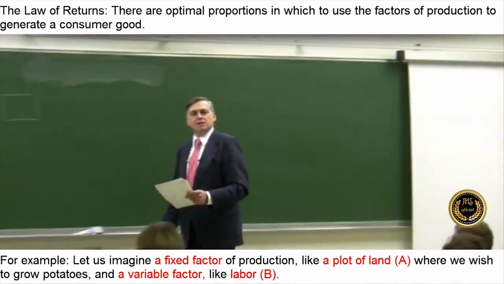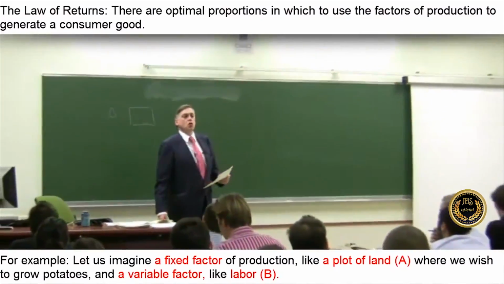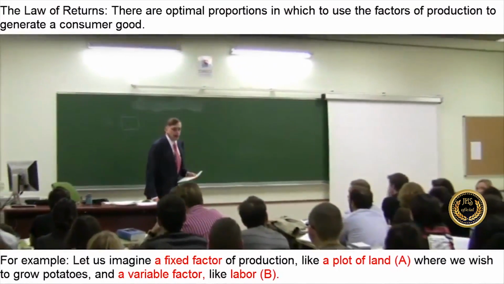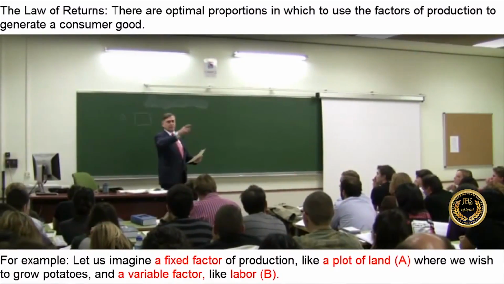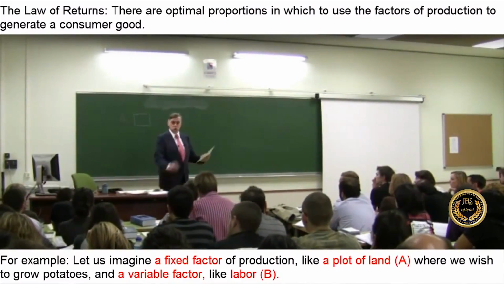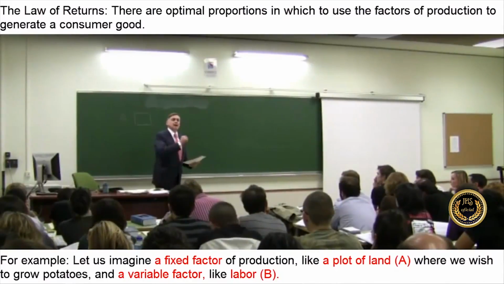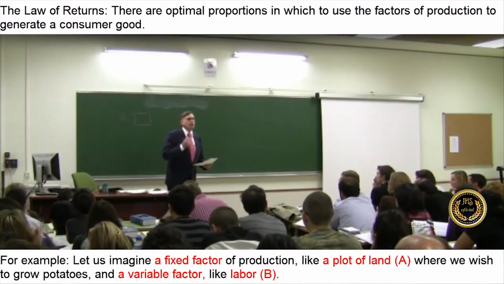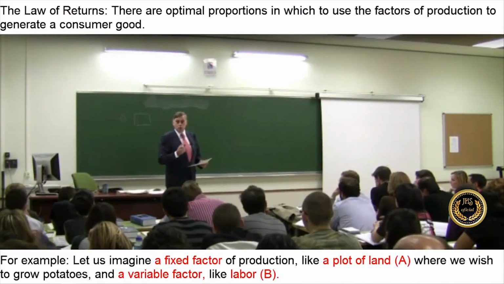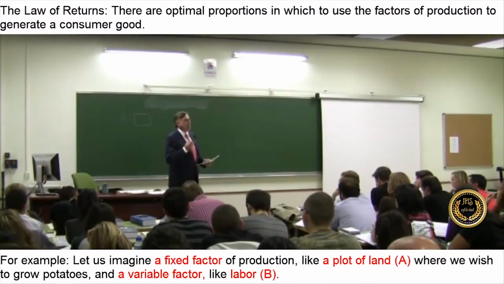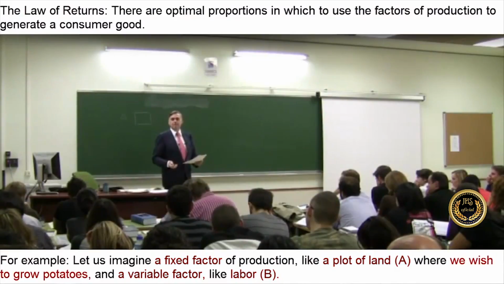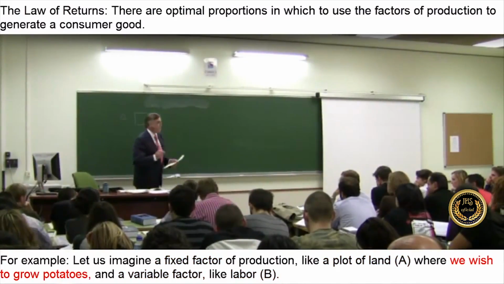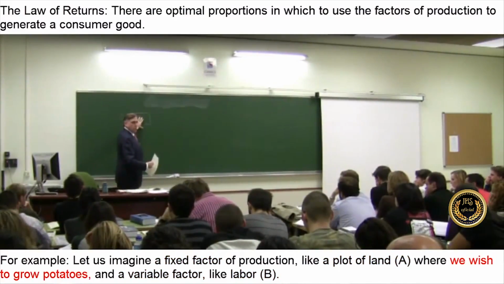Since it's a variable factor, the entrepreneur can say, well, I'm not going to hire just one worker, I'm going to hire 2 workers. And why only 2? Actually, even 3 people could work on this plot if it's a vegetable garden. What happens to the final output in the form of consumer goods? Let's suppose the production process is going to mature and yield potatoes. We're going to grow potatoes.